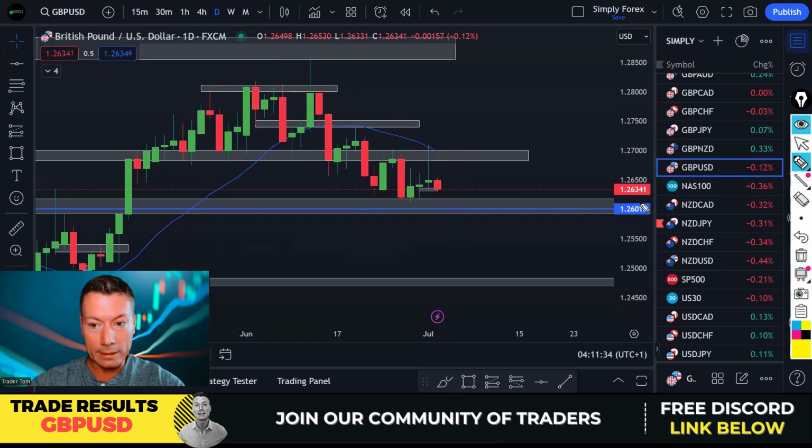I also like this 2600 psychological level. I think price could make it down to there. And then just look at this wick rejection off of a resistance level plus the moving average 20. All right, so we like pound US dollar sells for that reason.